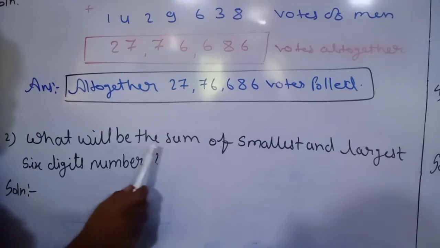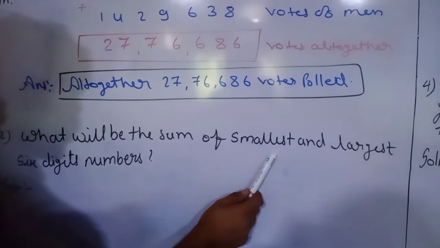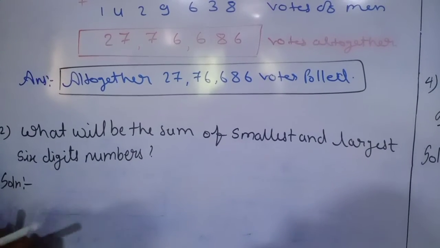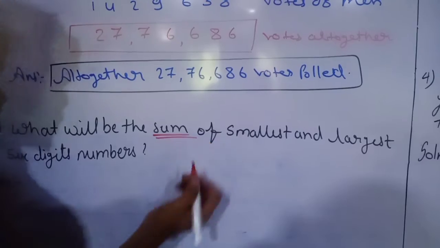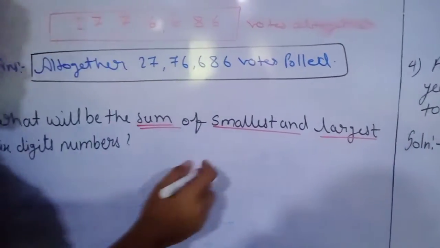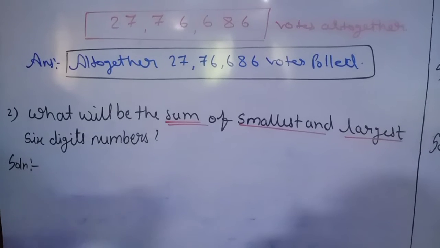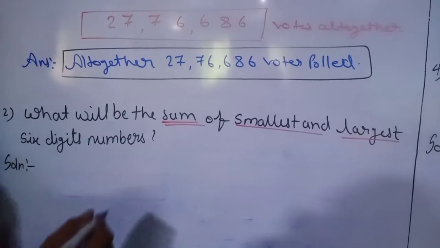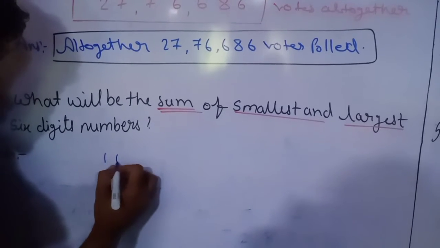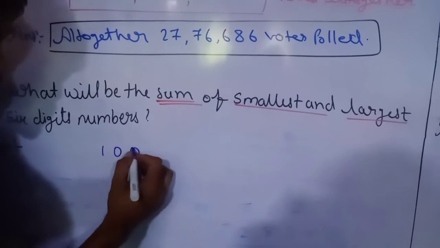What will be the sum of smallest and largest 6-digit numbers? Sum means we are going to do the addition of the smallest and the largest 6-digit number. So let's start. First one. What is the smallest 6-digit number? That is 1. We have to write 5 zeros.